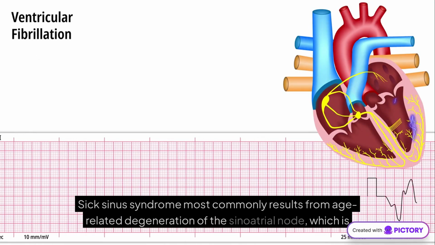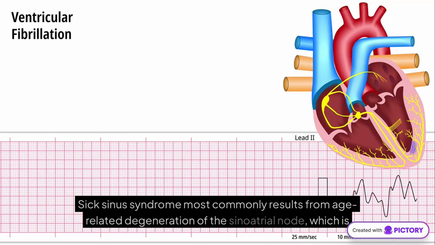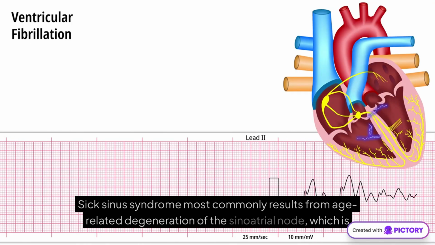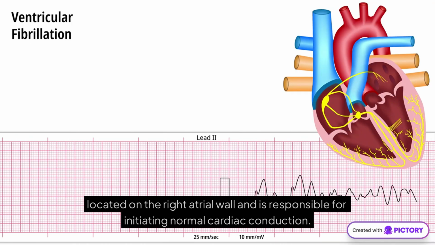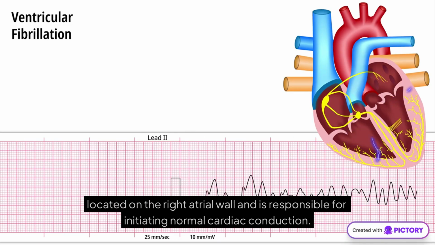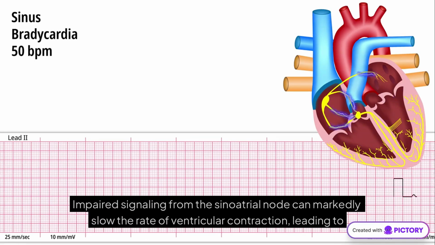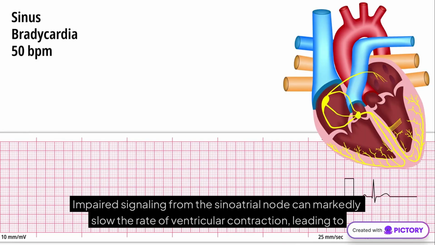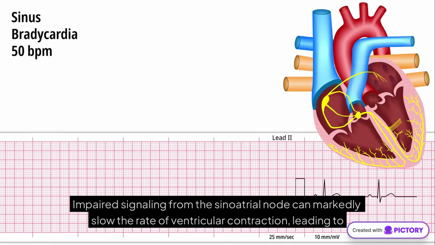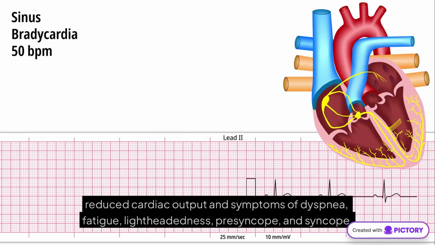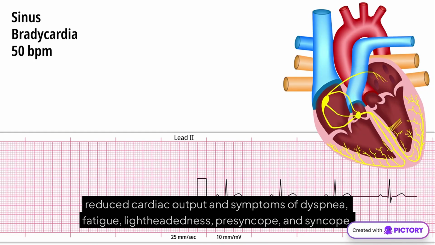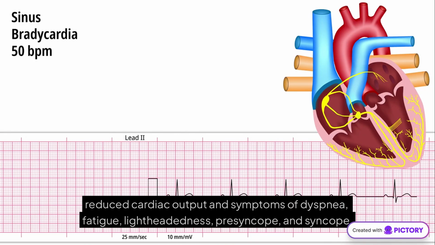Sick sinus syndrome most commonly results from age-related degeneration of the sinoatrial node, which is located on the right atrial wall and is responsible for initiating normal cardiac conduction. Impaired signaling from the sinoatrial node can markedly slow the rate of ventricular contraction, leading to reduced cardiac output and symptoms of dyspnea, fatigue, lightheadedness, presyncope, and syncope.